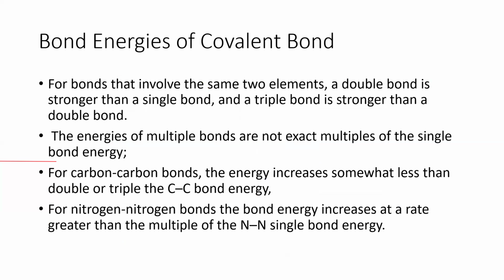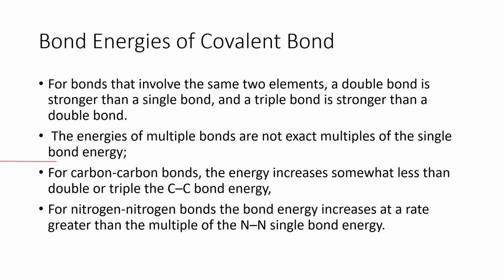For bonds that involve the same two elements, a double bond is stronger than a single bond, and a triple bond is stronger than a double bond. It's quite obvious, because a triple bond has to be stronger as the atoms are bonded with 3 chains. If somebody binds you with 3 chains and somebody binds you with 1 chain, and the same strength is in each chain, then the 3 chains will be stronger than the 1 chain.